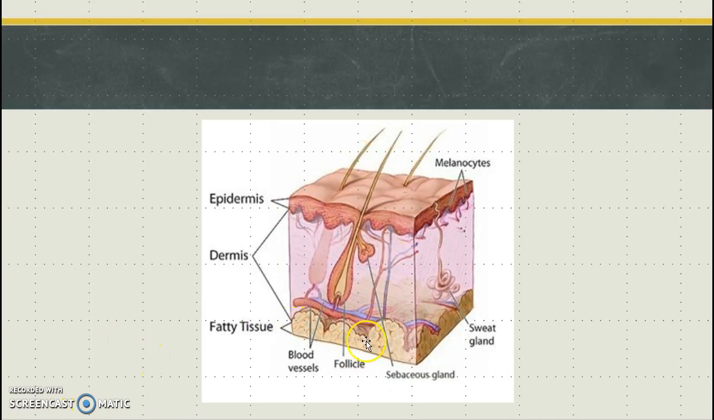So let's check out our picture of the integument. We can see the hair follicle right here with the hair inside. Here's our sebaceous gland. It attaches right to a hair follicle, except in the lips and corner of the mouth, where it would secrete sebum onto the hair.